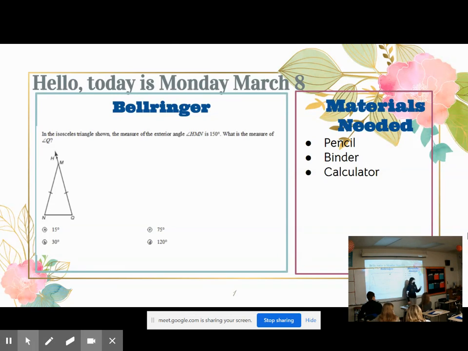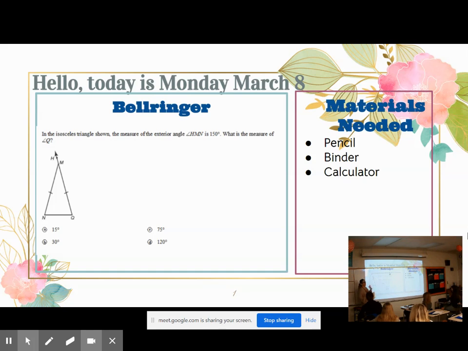Thank you. Bailey, tell us, do you agree or disagree? I agree. Yeah, very good. So, this is one of your questions on your test, and a lot of people miss this one. One of the things they did was, it says angle HMN is 150, and so they made this inside angle here, the vertex angle, 150.